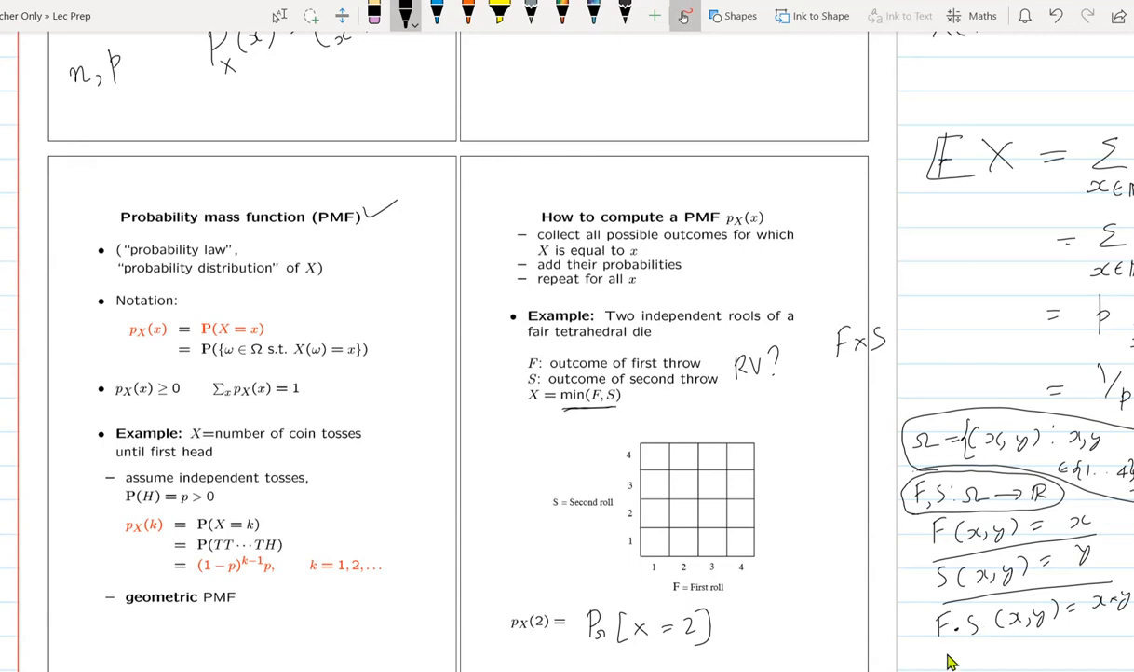Okay, so that is good. So min of f and s is also a random variable. Everybody agrees? Min of f and s is also a function which maps the sample space to real numbers. Everybody agrees? Is there a confusion? No, sir. Great. So what is the probability that this random variable x equals 2?